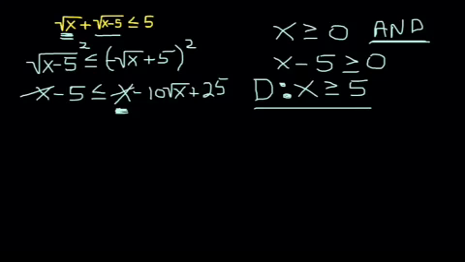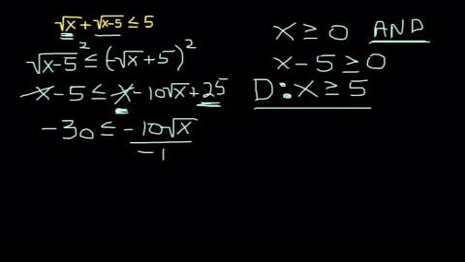Will just go away. And then I'm going to take the plus 25, make it minus 25 on the left. Minus 25 and minus 5 is minus 30. I'm getting close to having this isolated again. 10 on the square root of x. And all I need to do now is divide by negative 10 on both sides to get rid of the negative 10 in front.